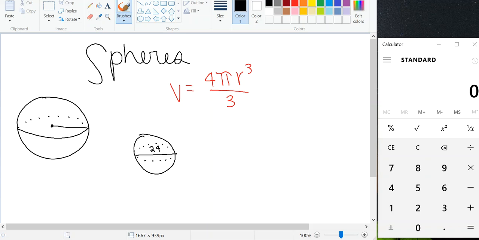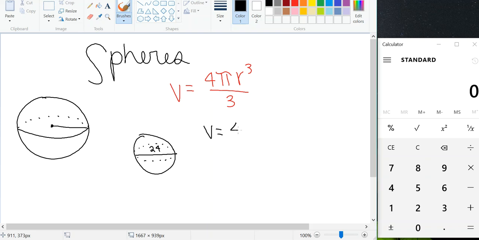Here is our first example. You can see my sphere that I drew with a diameter of 24, all the way across is 24. Spheres are kind of weird because they don't have a height, so the only thing we need is the radius, and then we're good to go and solve. Let's go ahead and plug in the radius so then we can solve this together.